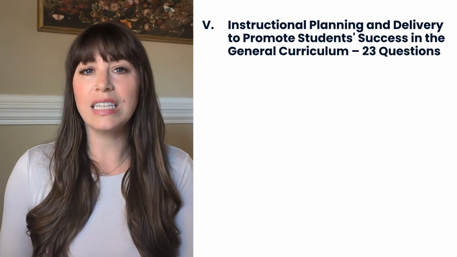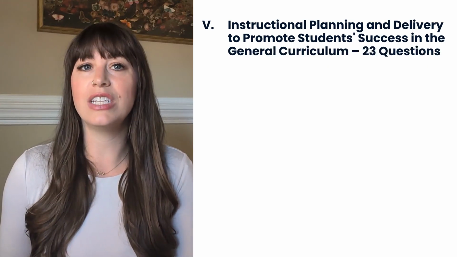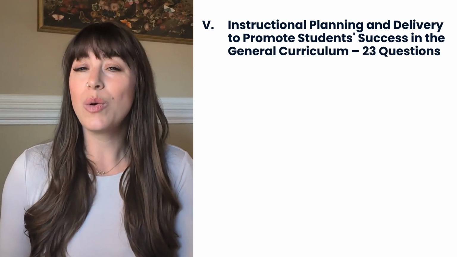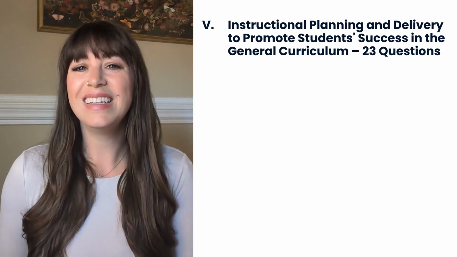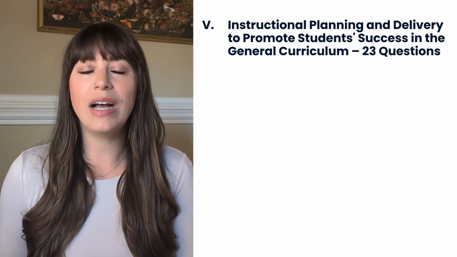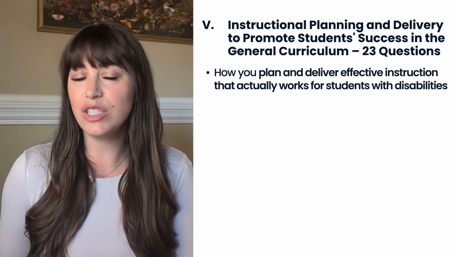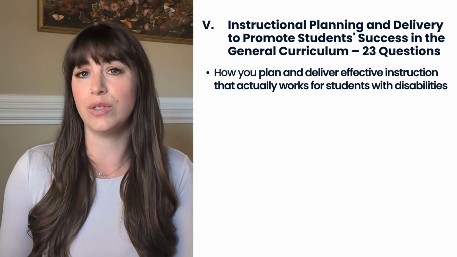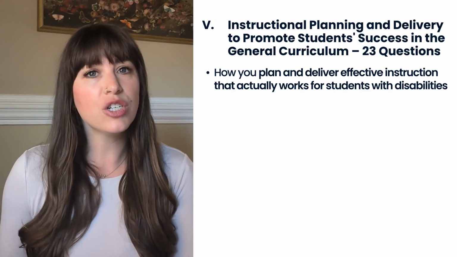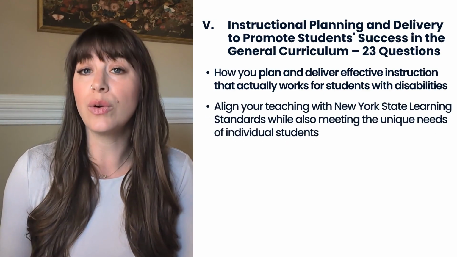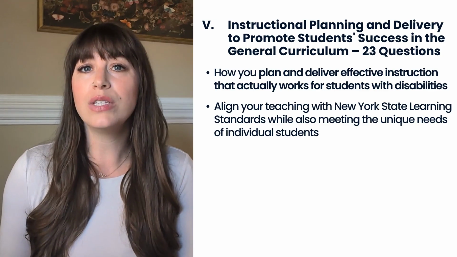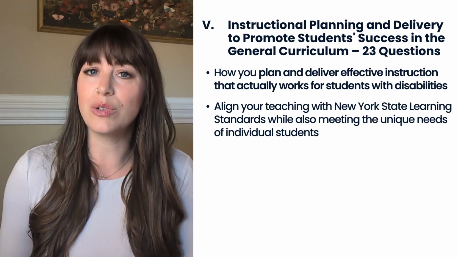Still with me? We're at competency number 5. Instructional planning and delivery to promote student success in the general curriculum, with 23 questions in total. This part of the test is all about how you plan and deliver effective instruction that actually works for students with disabilities. You'll be expected to show that you can align your teaching with New York State standards while also meeting the unique needs of individual students.